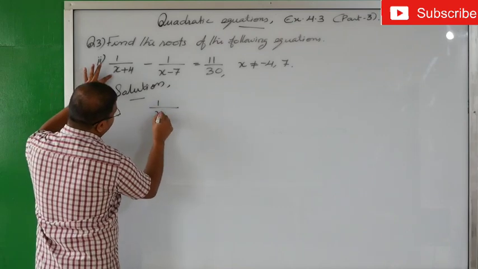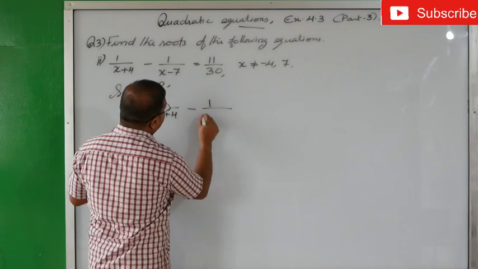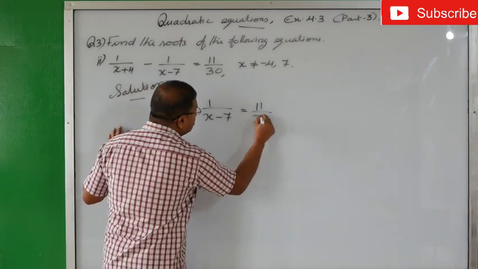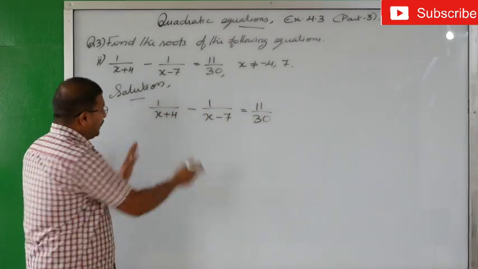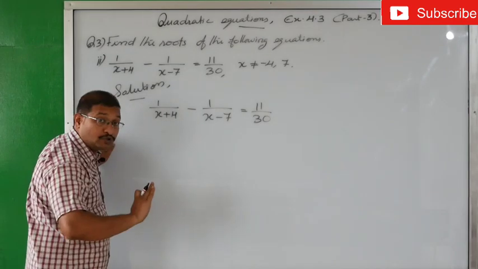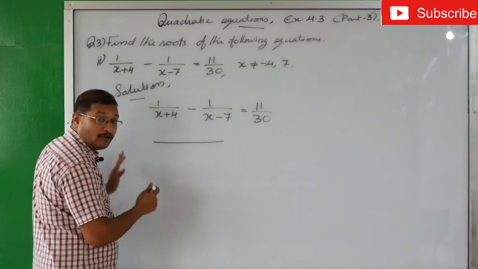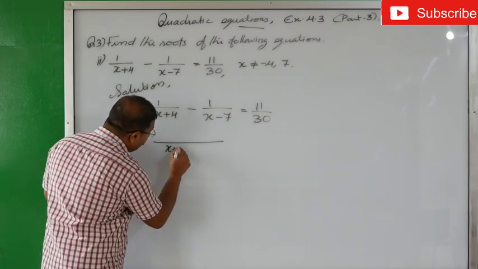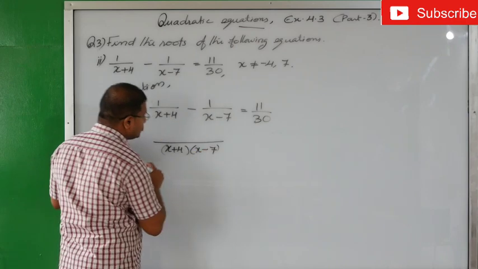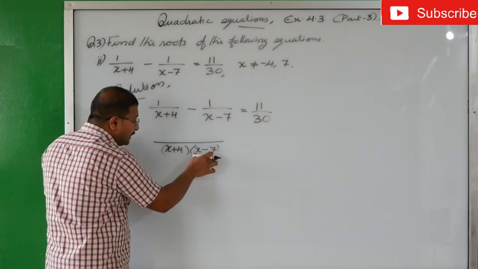1 by x plus 4 minus 1 by x minus 7 equals 11 by 30. Now what will you do first? We have to take the LCM. Since x plus 4 and x minus 7 are both different, we will take the product as the LCM. That means what will you write? x plus 4 into x minus 7. See? We are taking the LCM as x plus 4 into x minus 7.